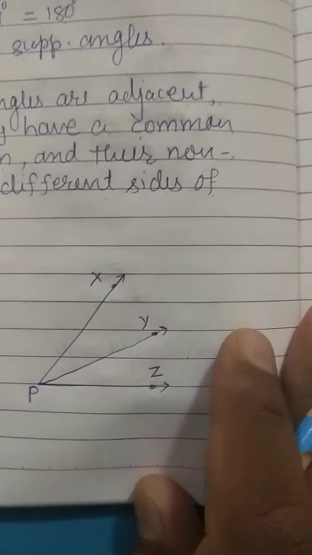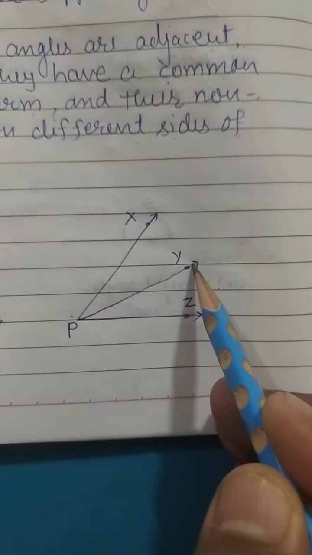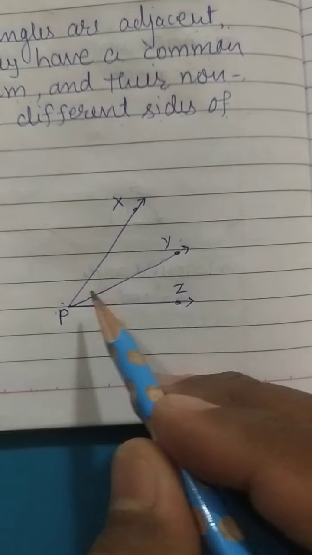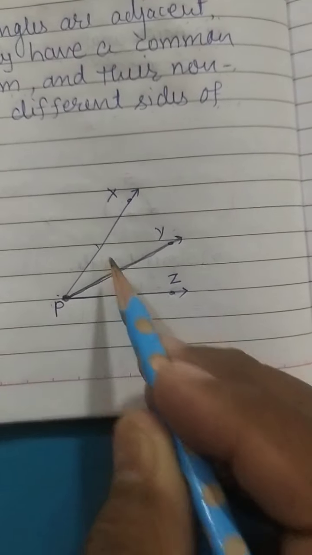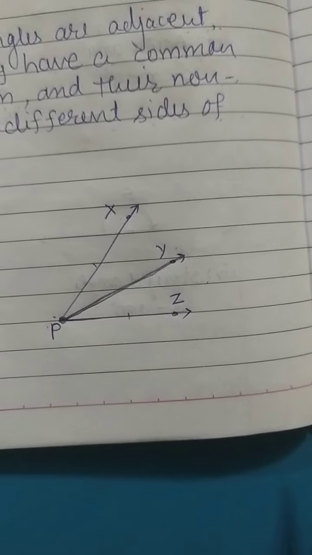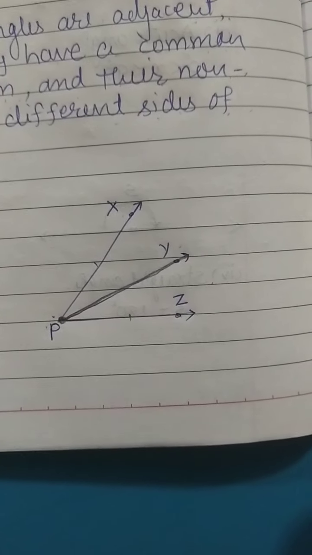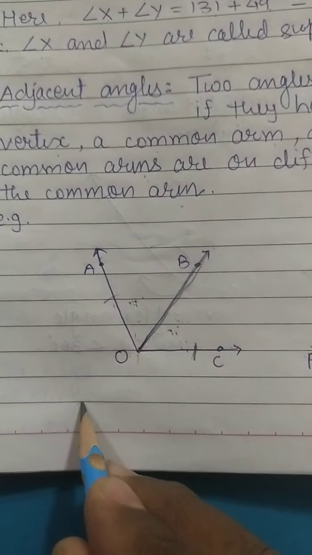Okay, let us take this one also. Here angle XPY and angle YPZ both have a common arm, common vertex, and non-common arms on different sides, right? So these are said to be adjacent angles. Okay, you must remember this thing.